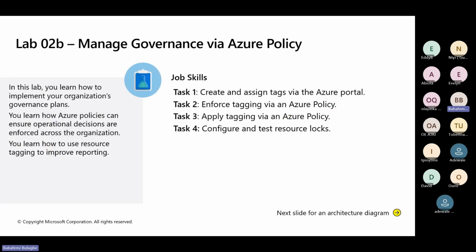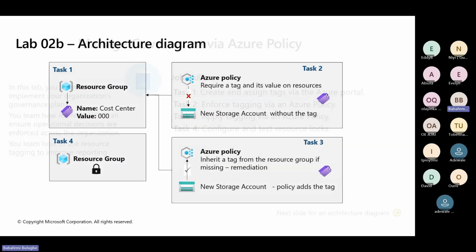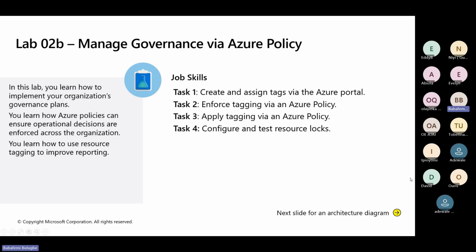And the last one, which is the second lab, is to create tags and assign the tags, and enforce the tag policy so that no person should be able to create a resource without assigning a tag to it. And you need to apply, then create and test a resource log.